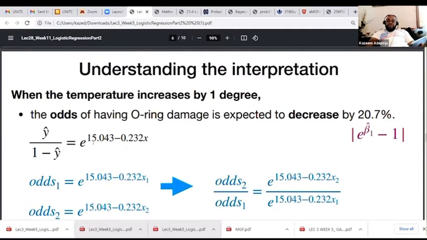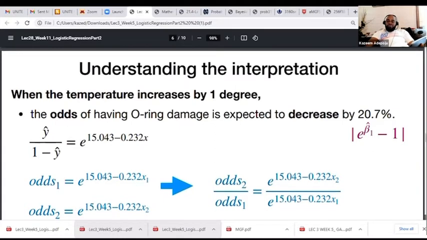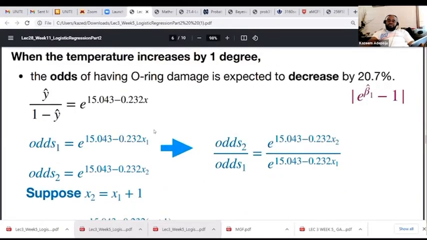In the first odds is this guy. I have x1. Can you see that now? In the second odds, I have x2. Okay, and you know what? If the temperature is increased by 1, then it means when I have x1 here before, x2 is going to be x1 plus 1. The x1 plus 1 means it's going to go up by 1, right?